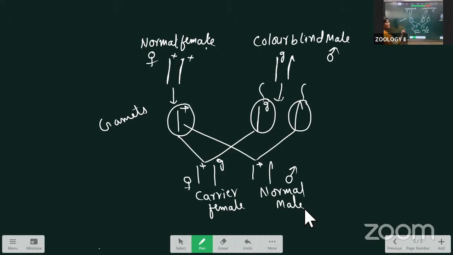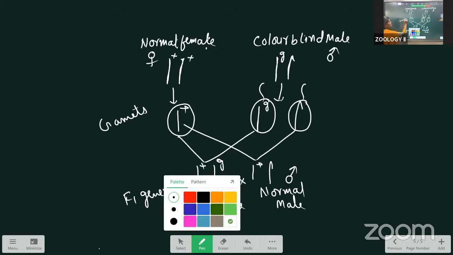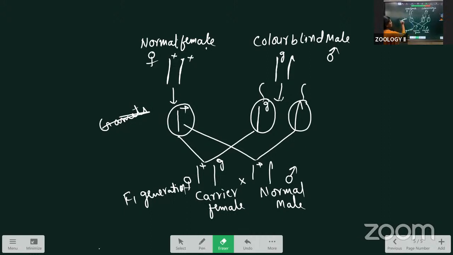Next, this one is called the F1 generation. From these F1 generations, if we take the case where the carrier female marries the normal male, what will happen? What gametes occur? I am writing one more here.